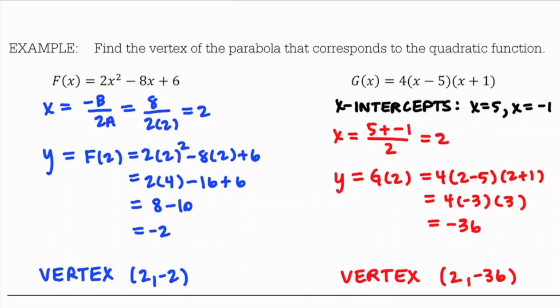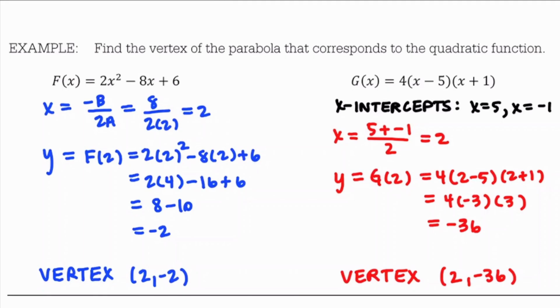So on the left, I just used x equals negative b over 2a, which is going to be 8 over 2 times 2, and that left me with 2. And then I plugged 2 into f, and I got negative 2, and that gave me my vertex. That's probably the problem type you have a good amount of familiarity with from a different class in a different year.